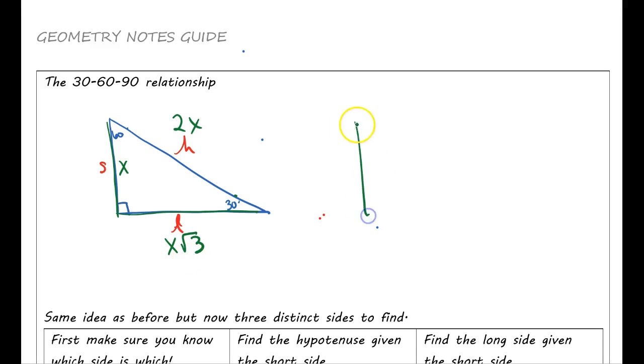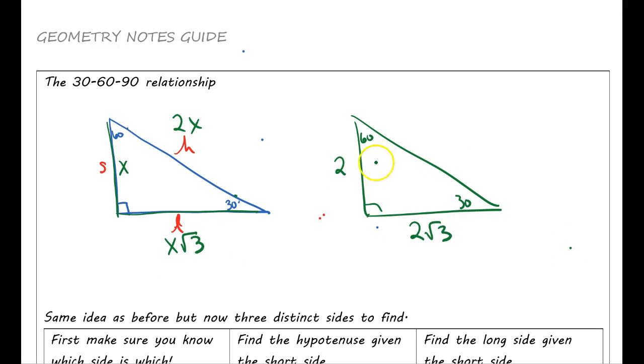So as an example, just to show you with numbers, it would look like this. Like if this was 2, then we could go down to the long side by doing that 2 times the square root of 3. And we could jump over to the hypotenuse by doing this short side times 2. So 2 times 2 is 4. So that right there would be the sides of this triangle.